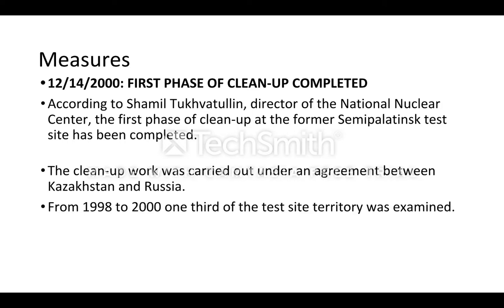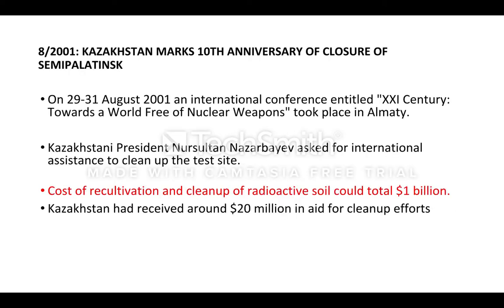On 29-31 August 2001, an international conference entitled 21st Century Towards a World Free of Nuclear Weapons took place in Almaty. Kazakhstani President Nursultan Nazarbayev asked for international assistance to clean up this test site. The cost of recultivation and cleanup of radioactive soil could total $1 billion. Kazakhstan had received around $20 million in aid for cleanup efforts.